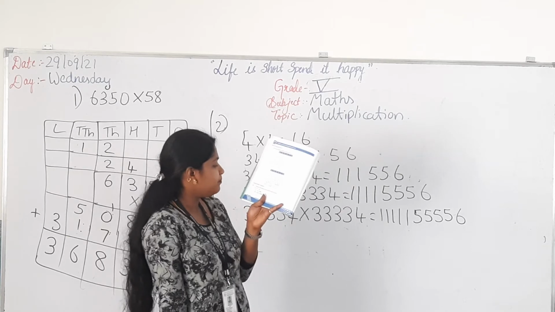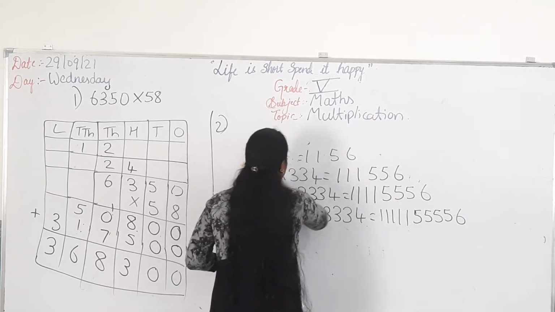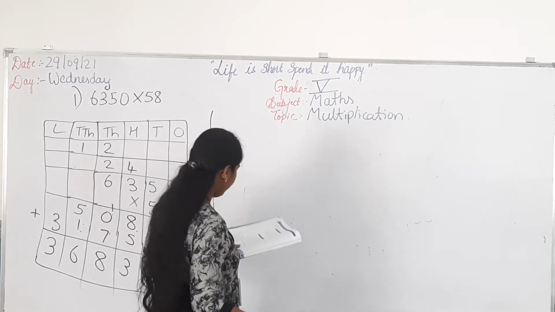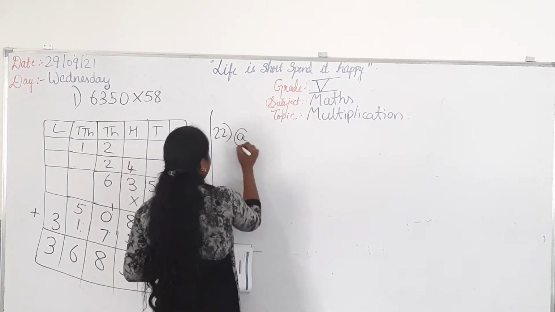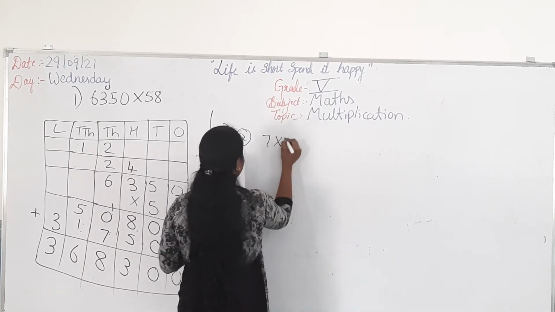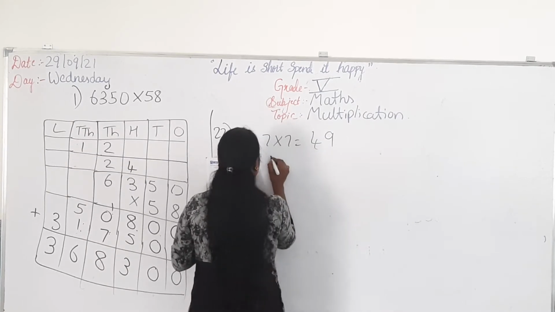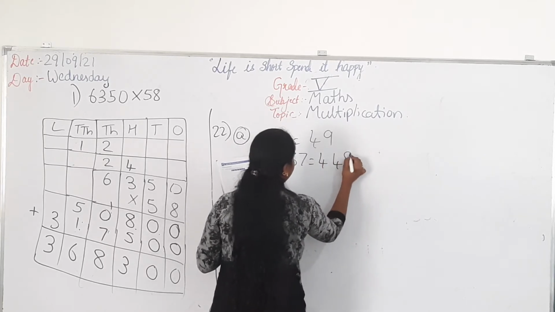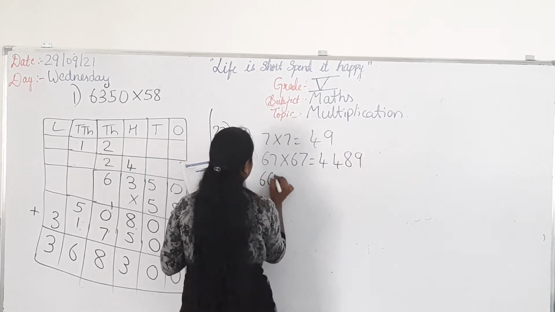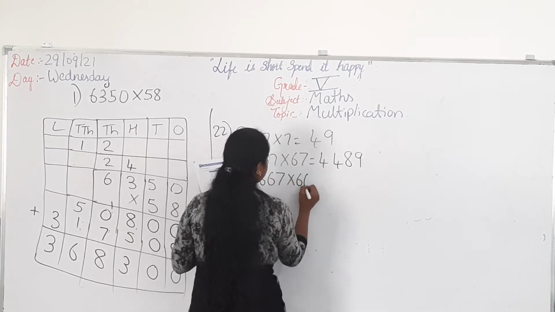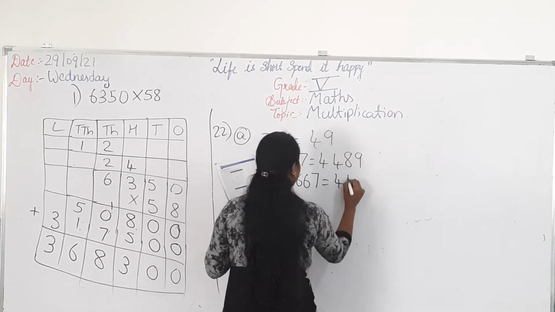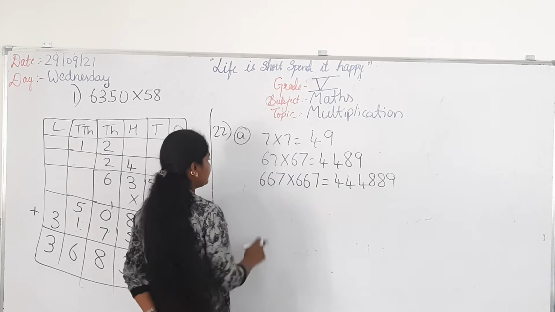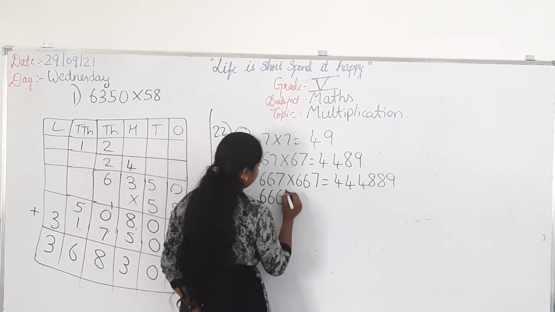The question is, see, I will solve it for you. Question number 22, A. 7 into 7 is 49. 67 into 67 is 4489. Then what will be the next two numbers? So you write 6, 3 times.